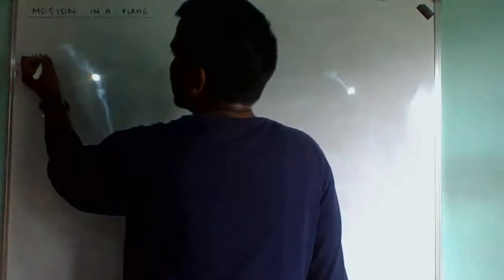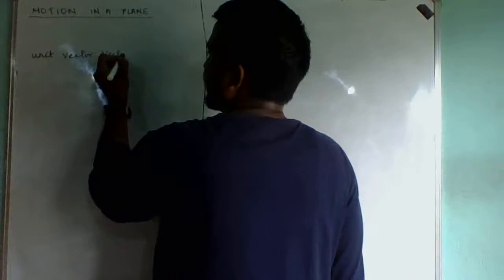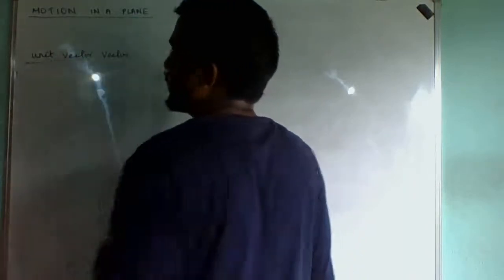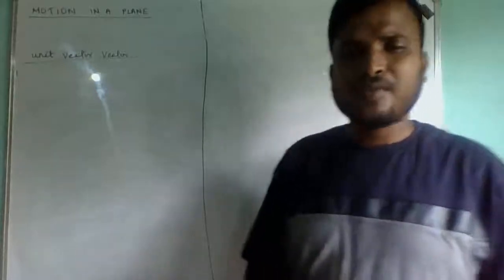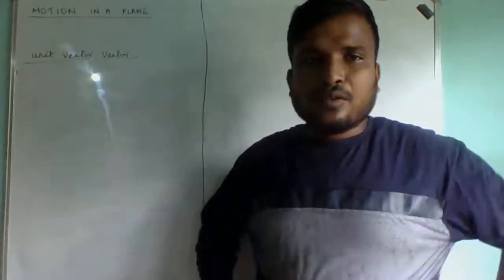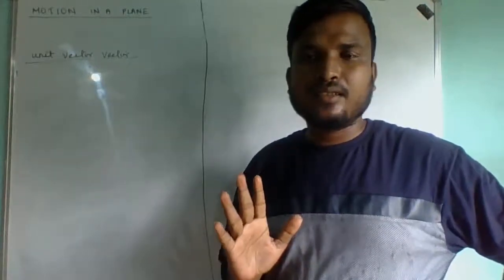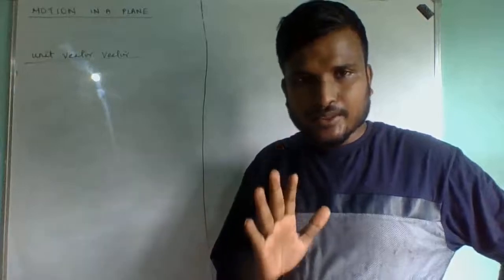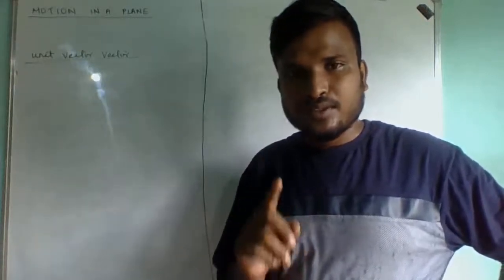Next is unit vector. This is very important. What is a unit vector? Remember very specifically: those vectors whose magnitude is equal to 1 are called unit vectors. Always remember this.